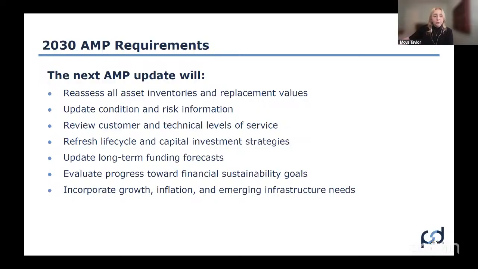It's also going to have to be included that you review both customer and technical levels of service to make sure that that still aligns with what is appropriate and affordable. This helps ensure the relationship between your service expectations and your infrastructure performance and your funding requirements. We also have to review the lifecycle management strategies and the risk assessment strategies as part of the 2030 update. And we have to fully update the asset inventory, including updated replacement costs, current inflationary trends, growth projections, and reserve balances. So ultimately, the next full AMP update will provide a new roadmap for managing municipal infrastructure.